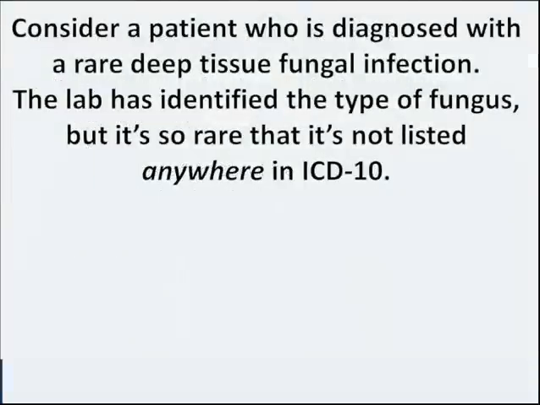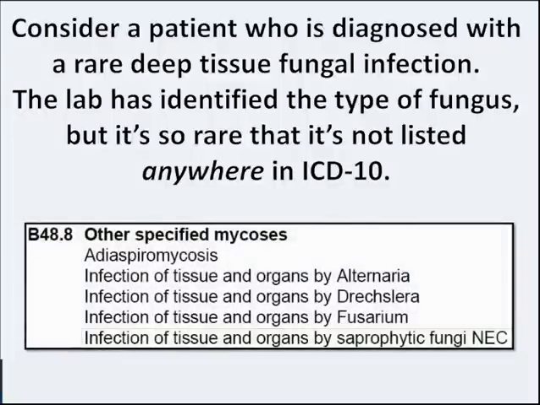For example, consider a patient who is diagnosed with a rare deep tissue fungal infection. We do occasionally see this in dermatology. The lab has confirmed the type of fungus, but it's so rare that it's not even listed anywhere within the tabular listing of infections. So after searching for that particular infection, we can't find it, but we see here that B48.8 includes infections of tissue and organs by saprophytic fungi, NEC, or not elsewhere classified. In the end, this is the best code for this situation.